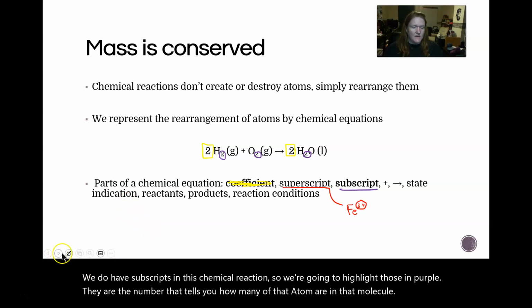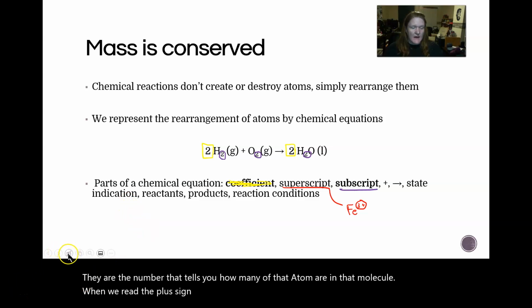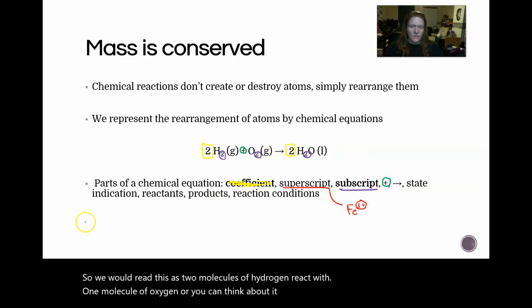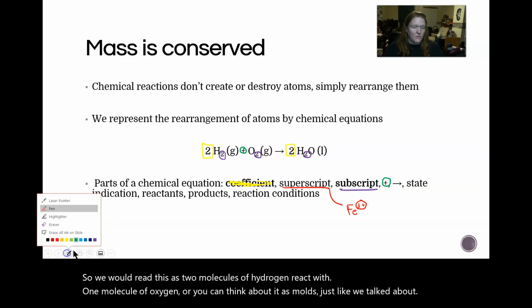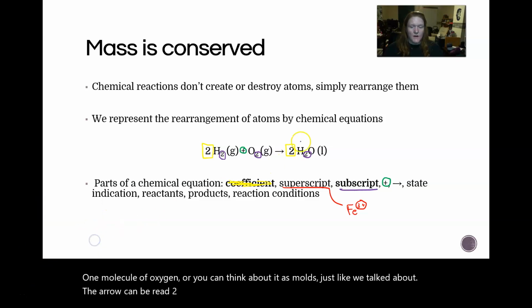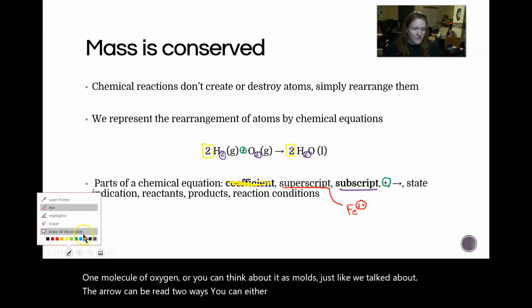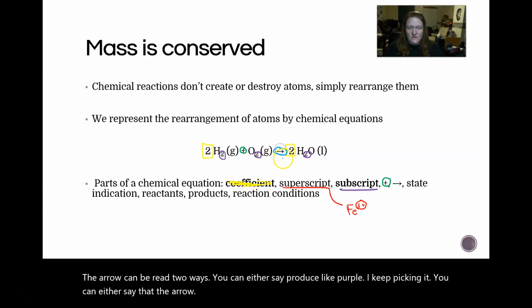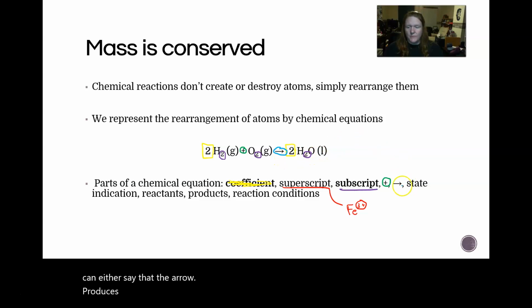When we read the plus sign, we usually say reacts with. So we would read this as 2 molecules of hydrogen react with 1 molecule of oxygen, or you could think about it as moles, just like we talked about. The arrow can be read 2 ways. You can either say produces, I like purple, I keep picking it. You can either say that the arrow produces 2 molecules of water, or you could say yields 2 molecules of water.